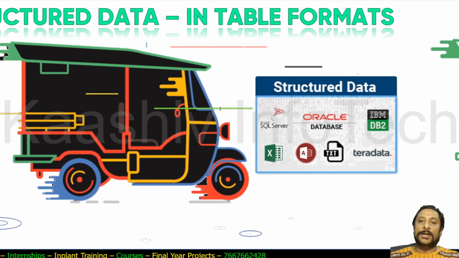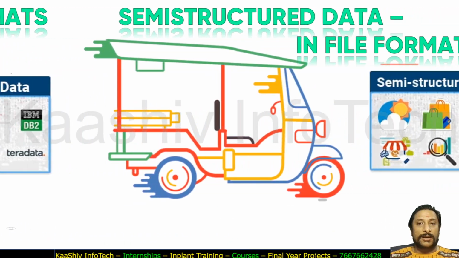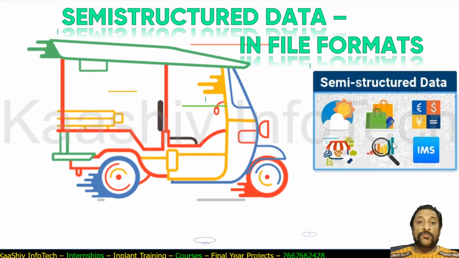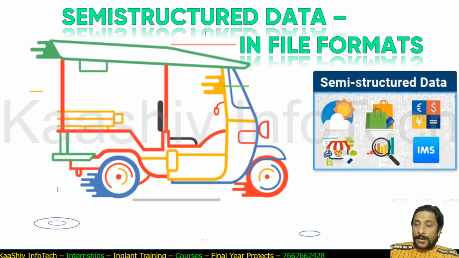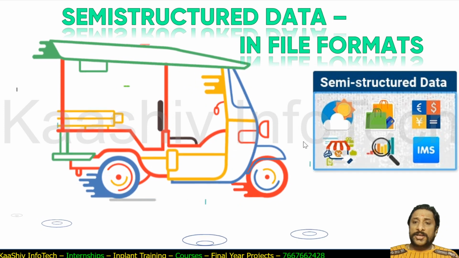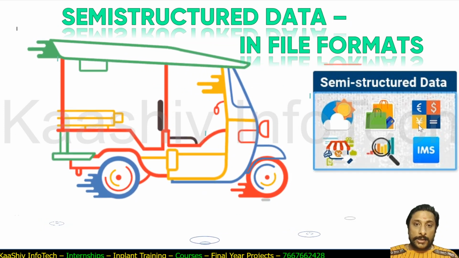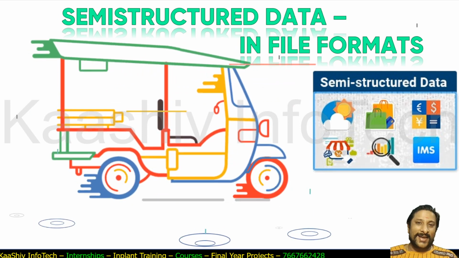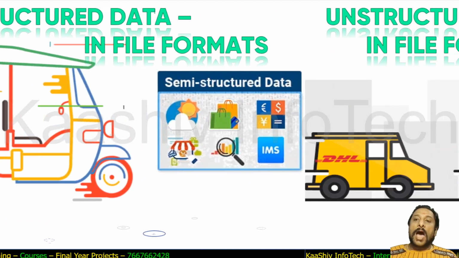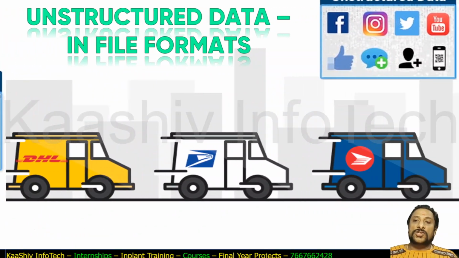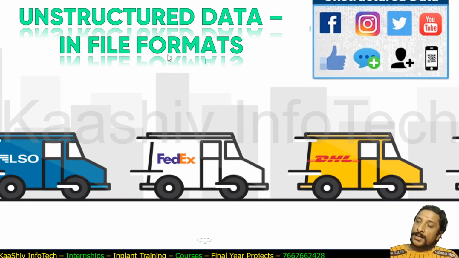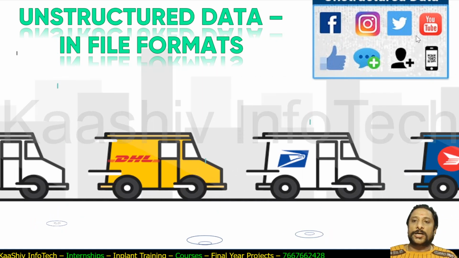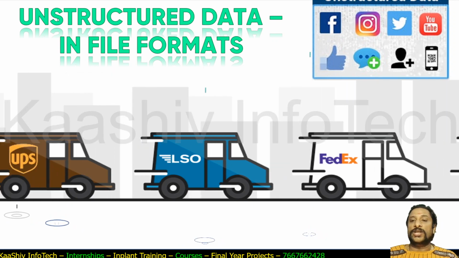And then there is semi-structured data, which is in the format of files. This semi-structured data is manipulated to fetch information like share prices, temperature, rainfall, and dollar rates. It's in the form of semi-structured data. And what is the next one? The next is unstructured data. Unstructured data is not in a structured format, and includes your Facebook, Insta, Twitter, YouTube. These are called unstructured data.